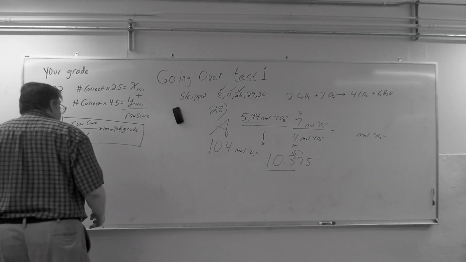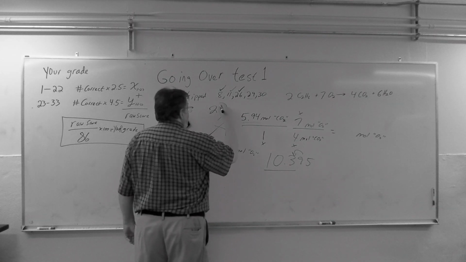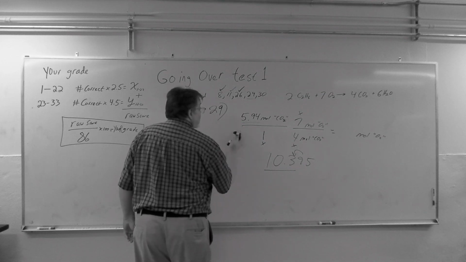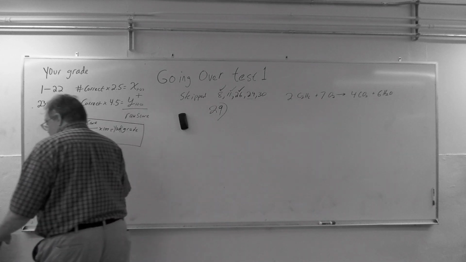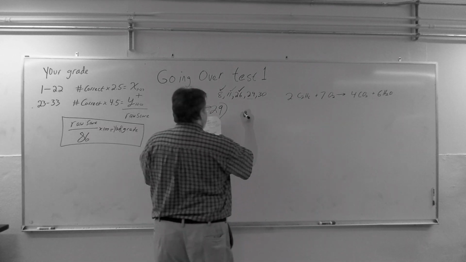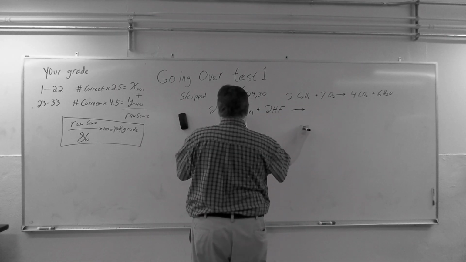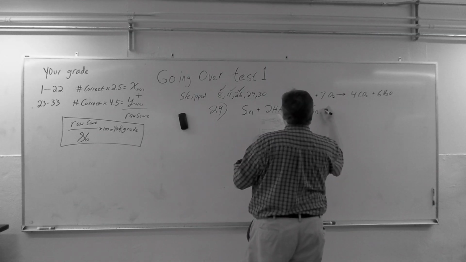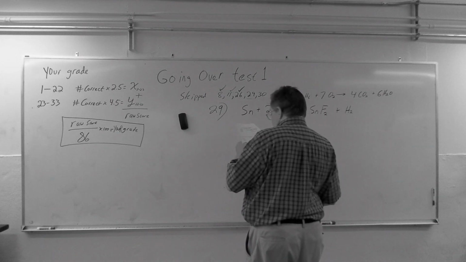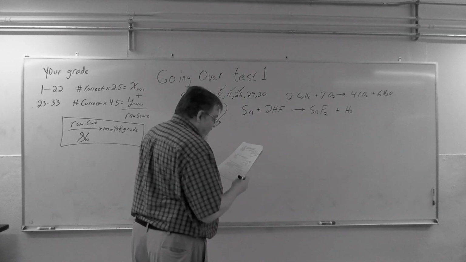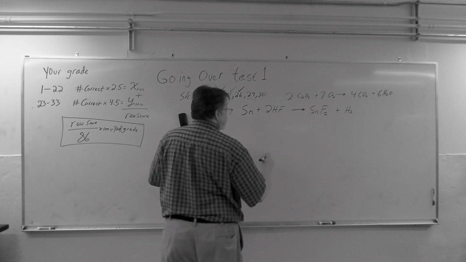I should have solved 29 because I want to put one of those on that quiz, and we can see what the correct answer is. The reaction is... find the limiting reactant was kind of a hint. You have to find the limiting reactant to get the theoretical yield of this.